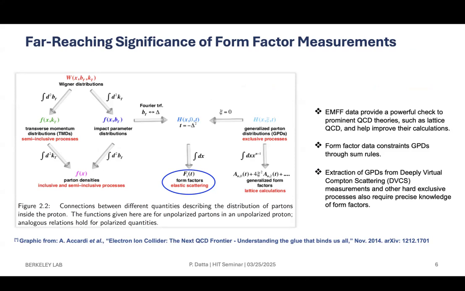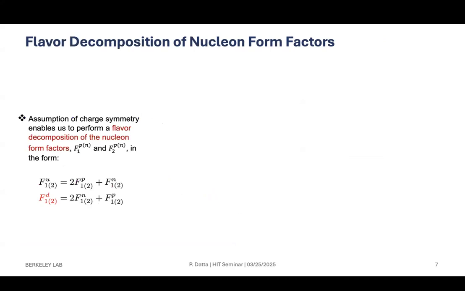And also, it is necessary to know the form factors precisely to be able to extract GPDs, generalized parton distributions, from hard exclusive processes. And that in turn facilitates the three-dimensional imaging of the nucleons. It is also possible to do flavor decomposition of the nucleon form factors if we assume charge symmetry in the following form. And that reveals very interesting results.